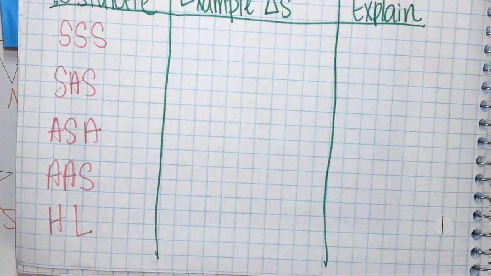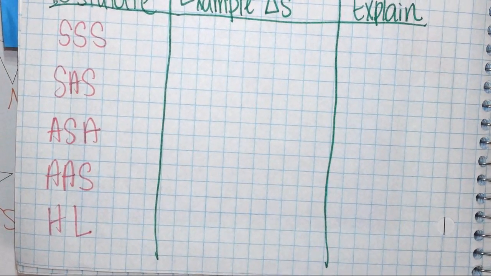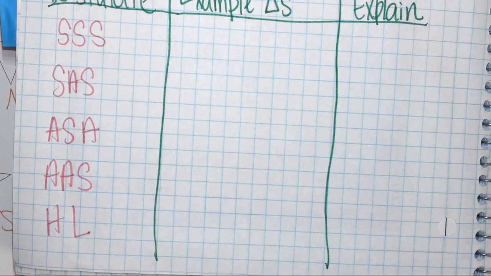So you must draw example triangles and explain why it satisfies that postulate. That's what you're working on now. If you can get it done, you have no homework, and I can grade it before you leave.